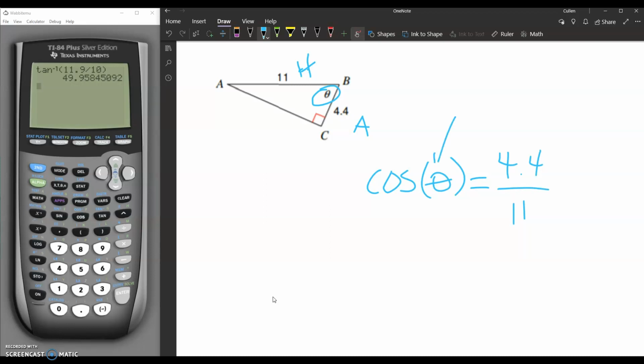And now to solve for theta, instead of doing inverse tangent, or instead of doing regular cosine, you're going to do cosine -1. And I'm going to do cosine -1 of 4.4 over 11. Just the same fraction you found, don't flip it or anything. To pull up inverse cosine or inverse sine, you just do second and then cosine. And if you want inverse sine, you would do second and then sine. So I'm going to do inverse cosine of 4.4 over 11. And then it'll spit out my answer for me. So this is 66.4 degrees.